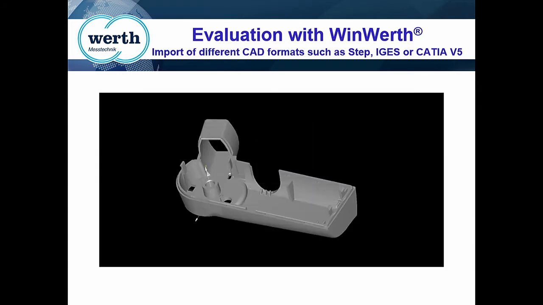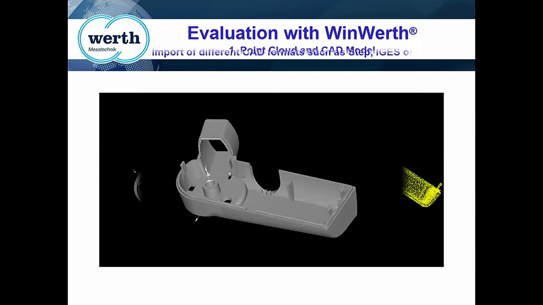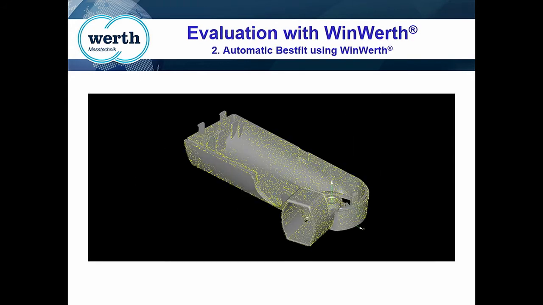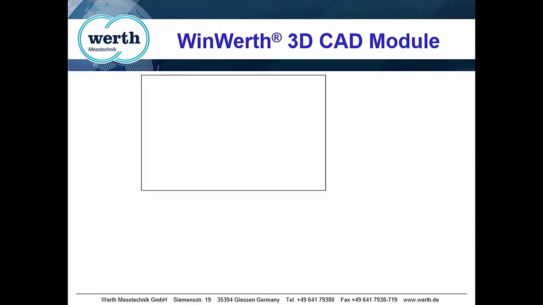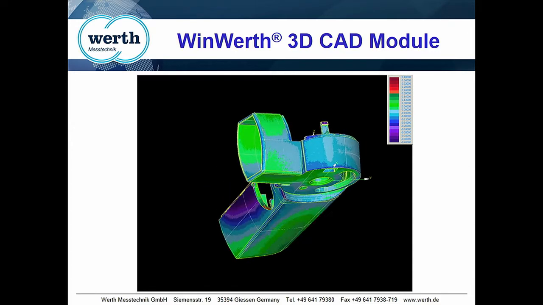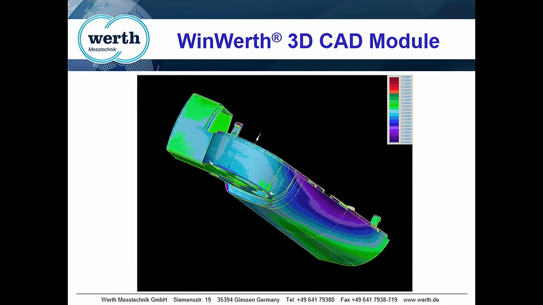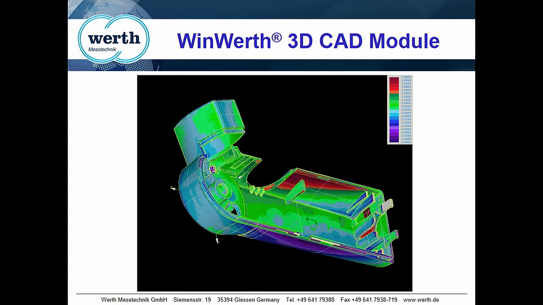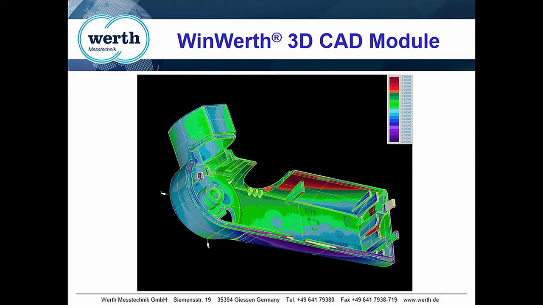Within the Werth software, you can import your CAD file, and then you have your point cloud that you generated from your scan. Marry the two together with our best fit, and then you're able to get a quick range of where you're in and out of spec. So the greens and blues are in specification, reds and purples are out of spec, so you can quickly see where you need to make adjustments.